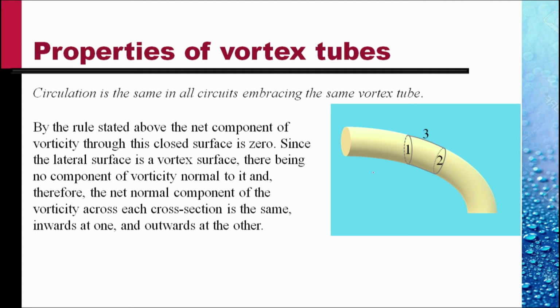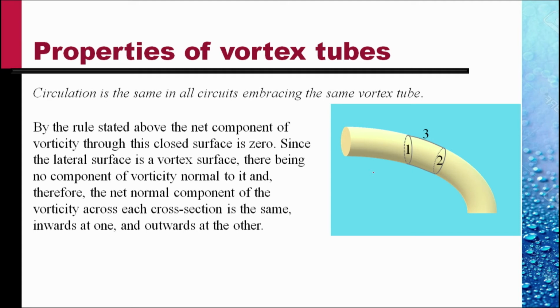Now, the net vorticity through the closed surface must be 0. Since the surface 3, which is tangential to the vortex tube, is a vortex surface, in the sense that the vorticity vector is parallel to it, tangent at every point of the surface.